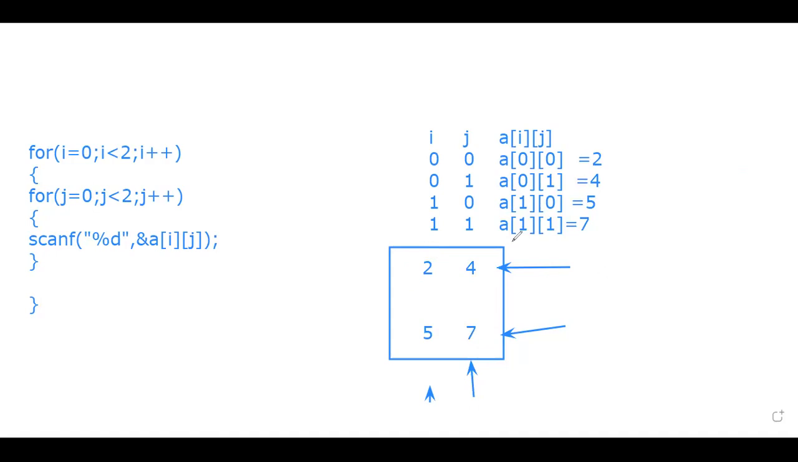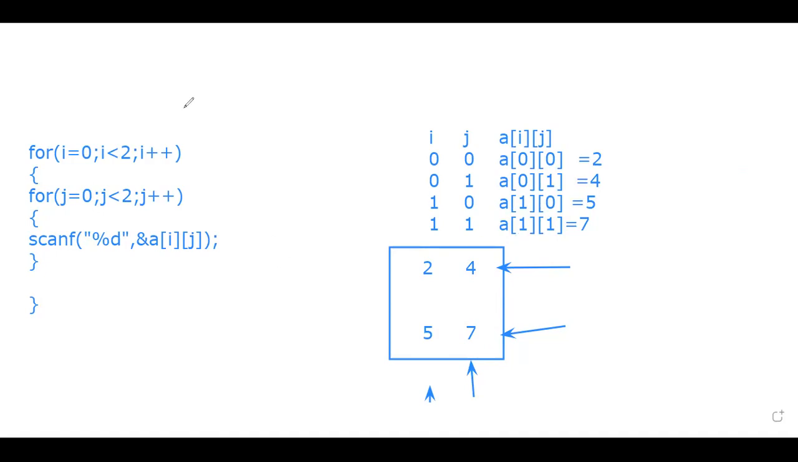Here, for example, sir, if it is a 3 by 3 matrix, what will happen? Then we can say i equal to 0, i less than 3. I less than 3 means 0, 1, 2. The same way, j equal to 0, 1, 2. Then we will look at the matrix.